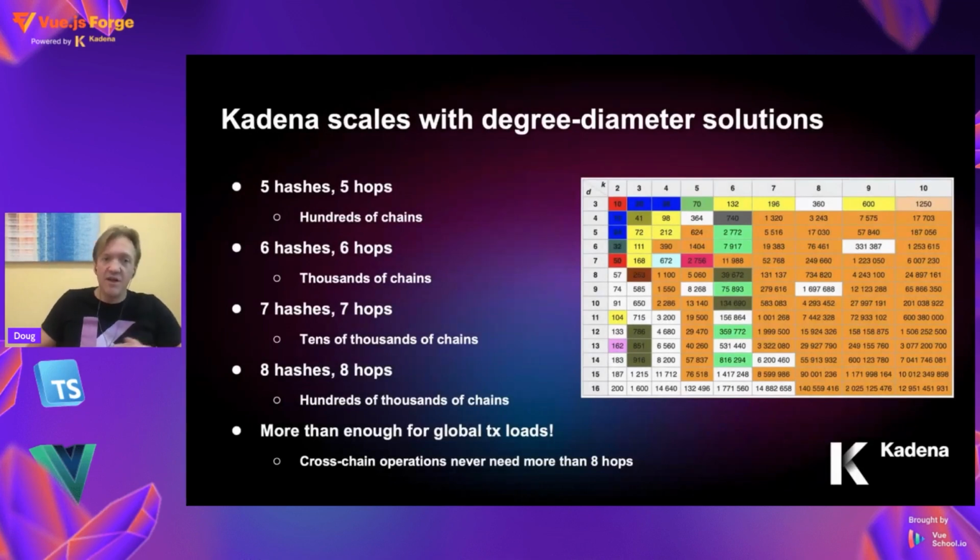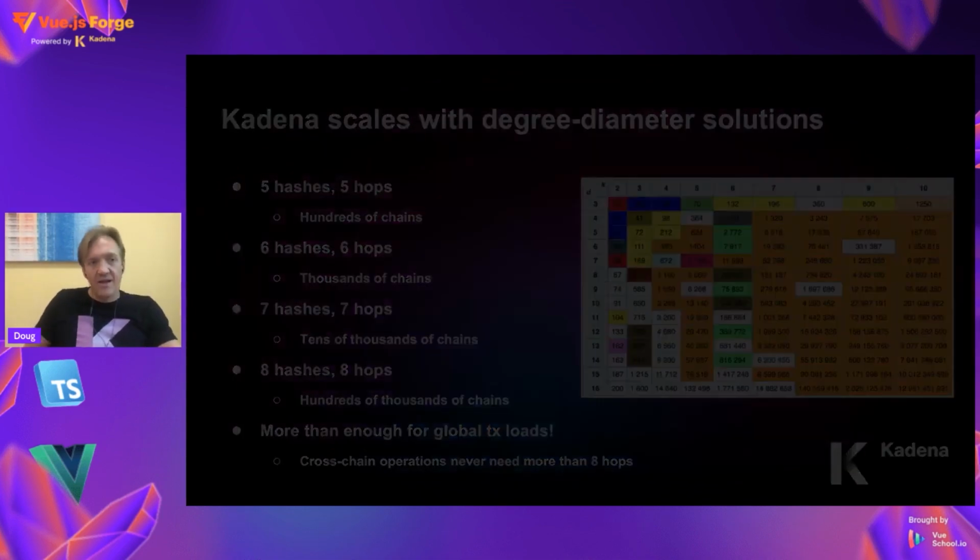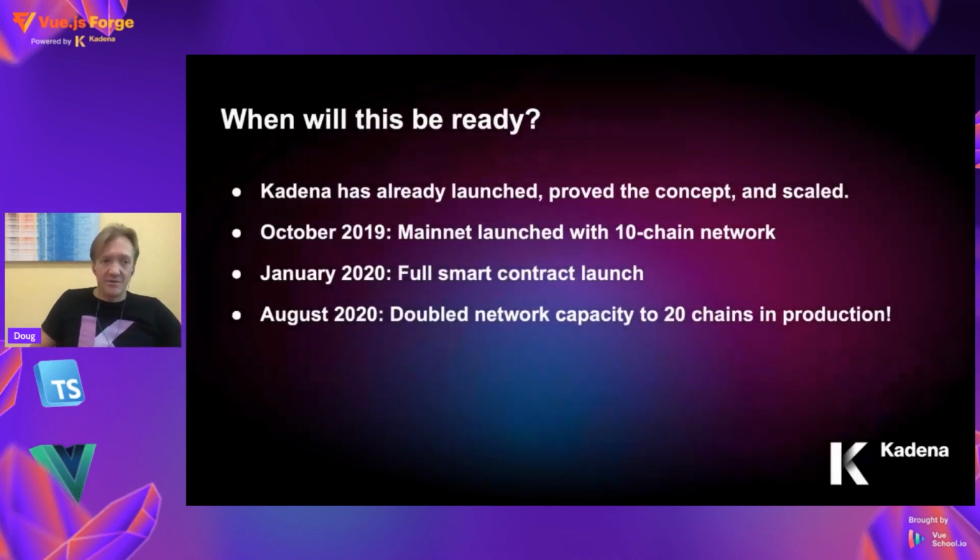This is a table that shows how large of graphs we can construct. And we can see here that if we go to 8 and 8, we can get to 734,000 chains. There's no way we will ever need more than that. So we will never need more than 8 hashes and 8 hops in the diameter of our network. That will handle global transaction loads.